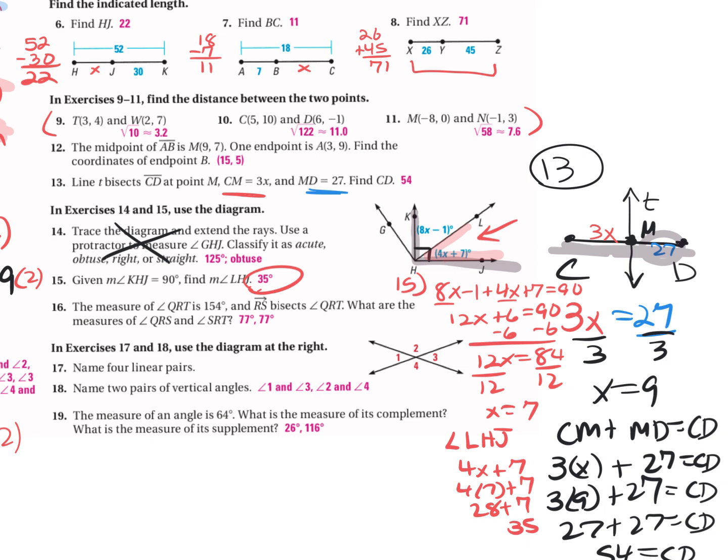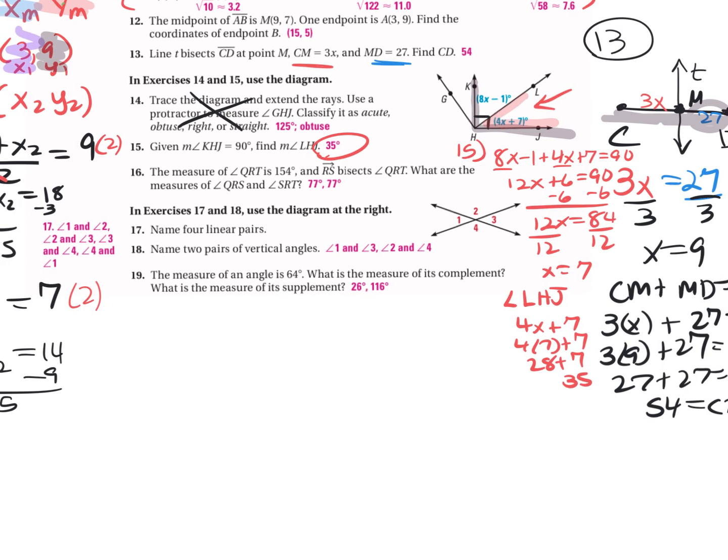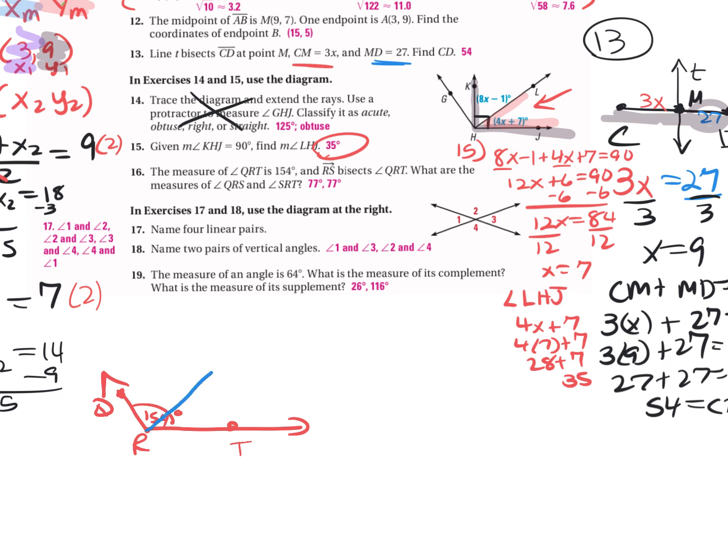For number 16, a picture was not provided, so I'll go ahead and sketch one. It says the measure of QRT is 154 degrees. So I could put letters here, Q, R, T. And then it says RS bisects that angle.